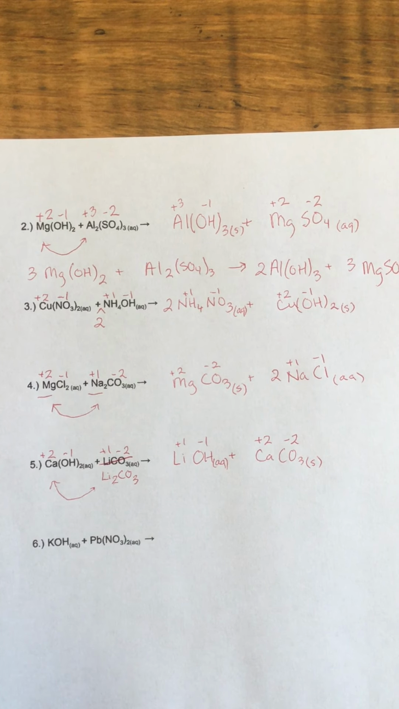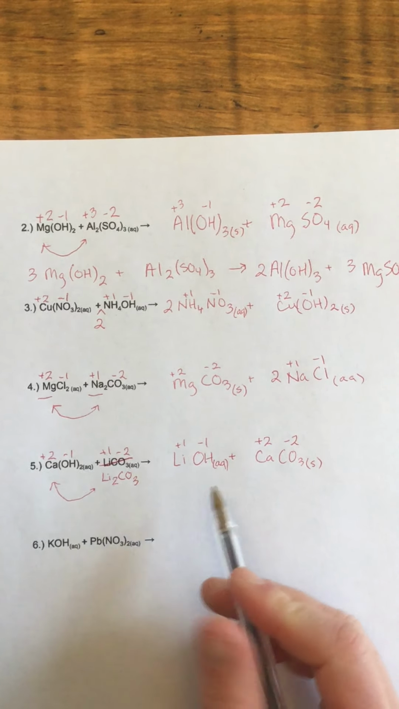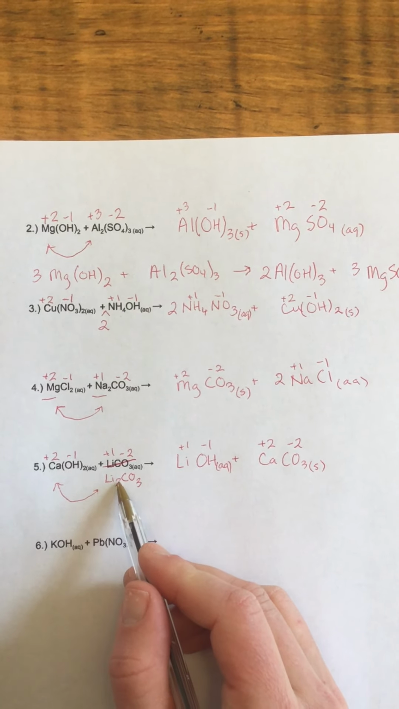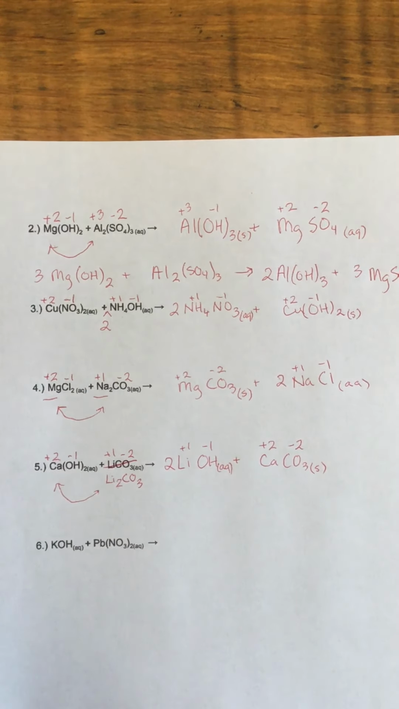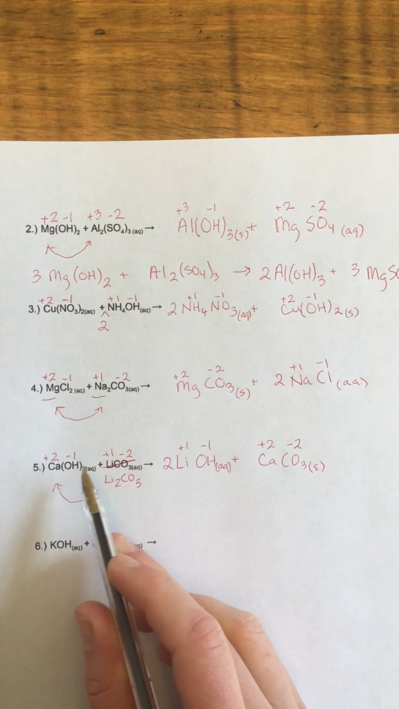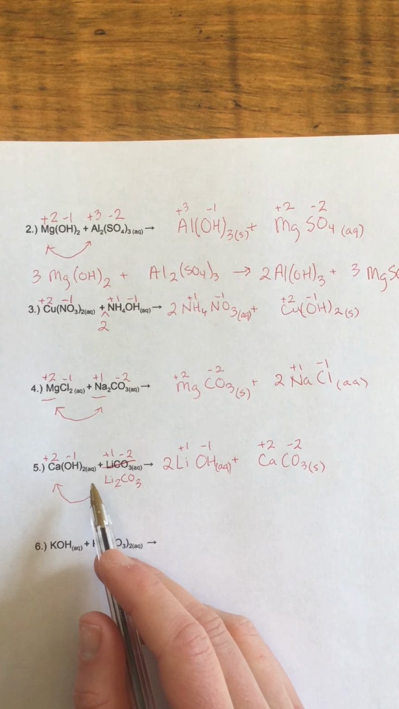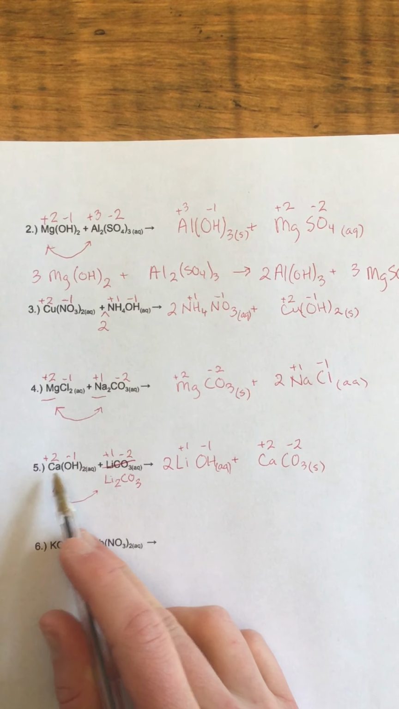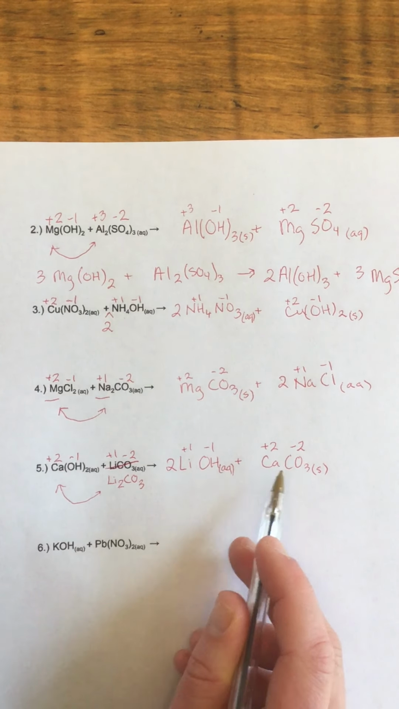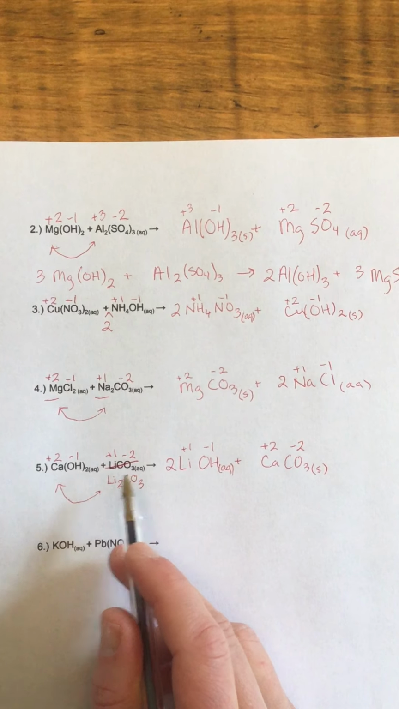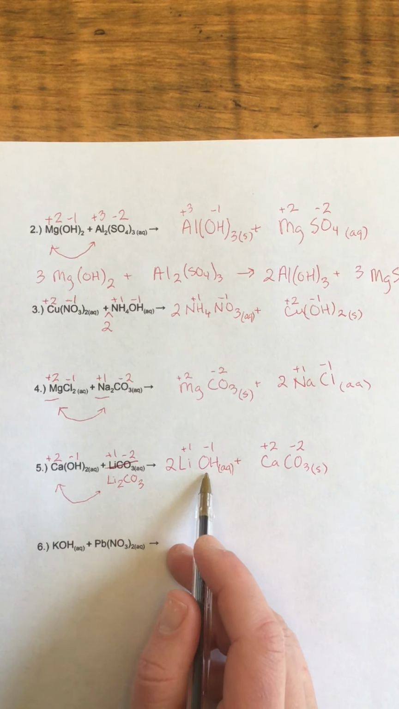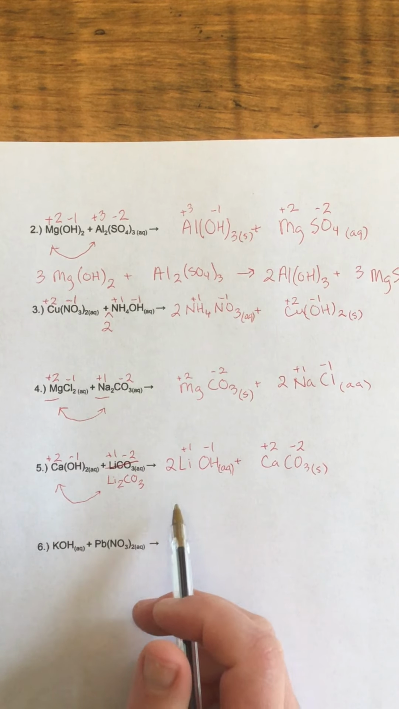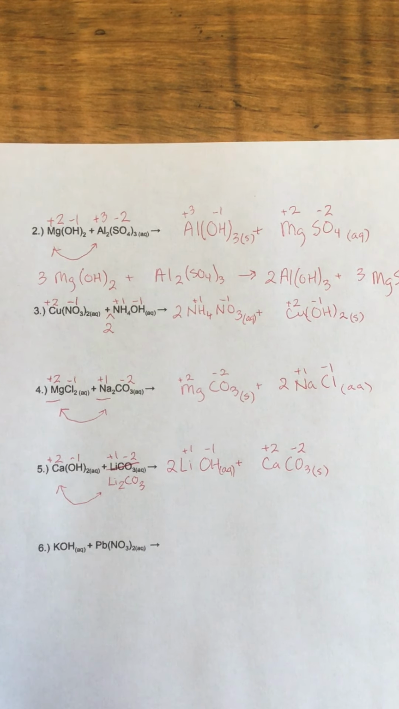Then I just have to go through and make sure that this is balanced. On this side, I would have 2 lithium. On this side, there's only 1. So I'm going to put a 2 in front of lithium hydroxide. That balances out the number of hydroxide. Then I just have to check calcium. I have 1. Over here I have 1. And then the hydroxide, I have 2. Right here I have 2. So now we've checked and made sure that everything is balanced.